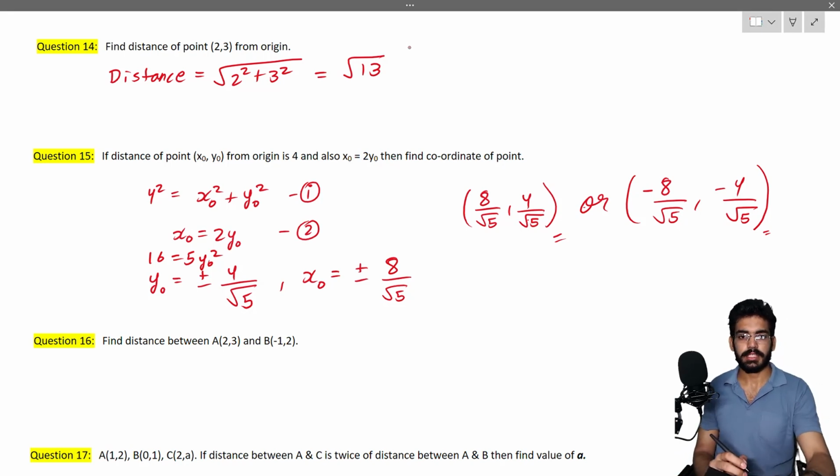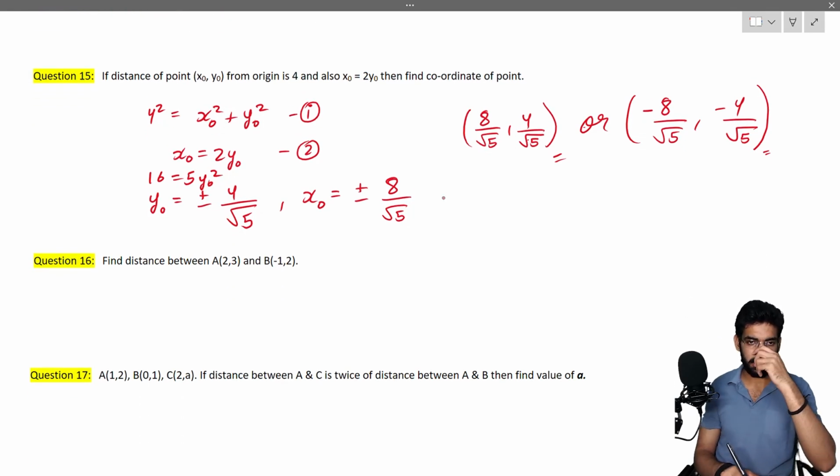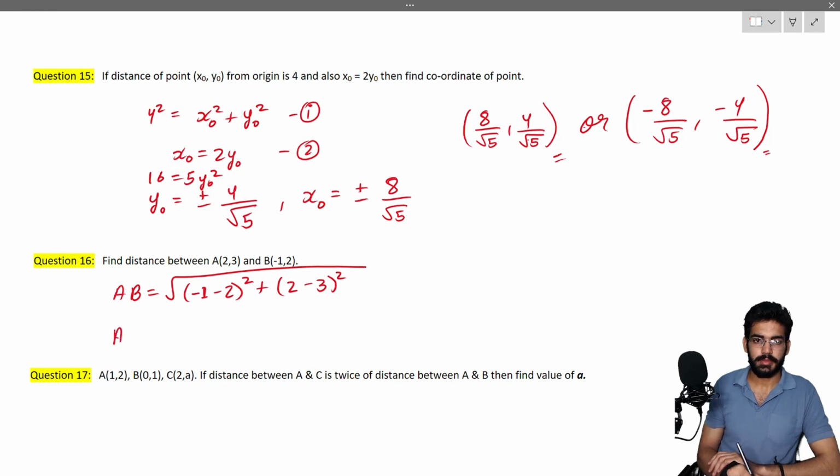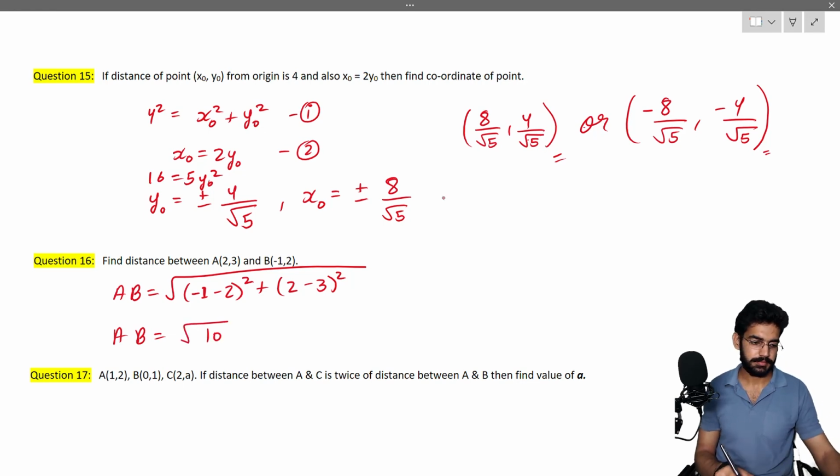Okay, now next question: the distance between A, that is 2 comma 3, and B, that is minus 1 comma 2. If we check the distance AB, AB is basically under root of x2 minus x1, that is minus 1 minus 2, square, plus 2 minus 3, square. Okay, this is minus 3 squared, that is 9, and 1 squared is 1, so 10. This is going to come under root 10.